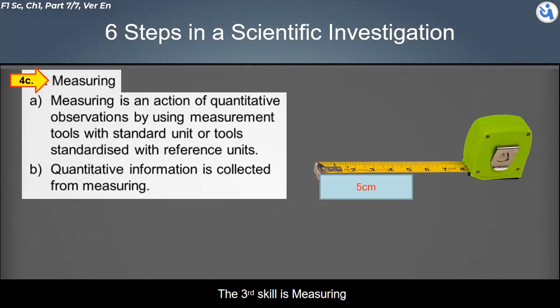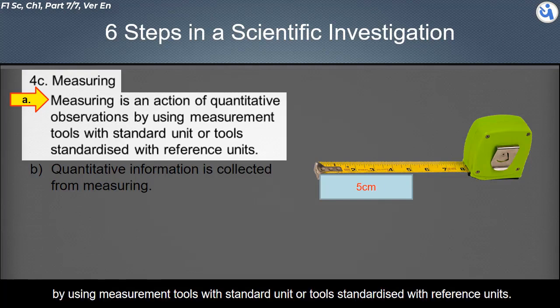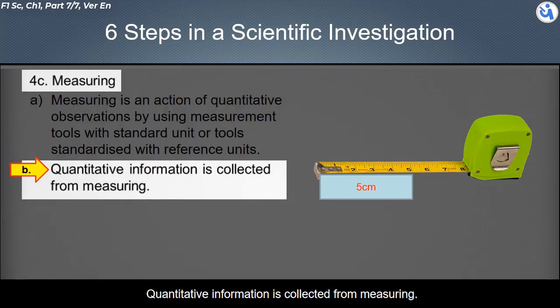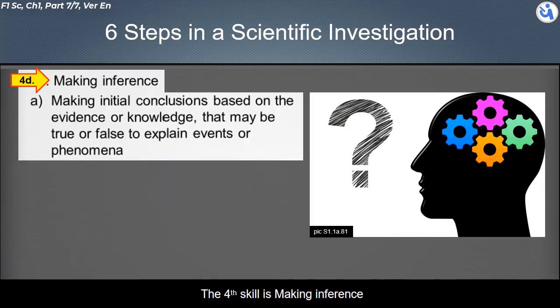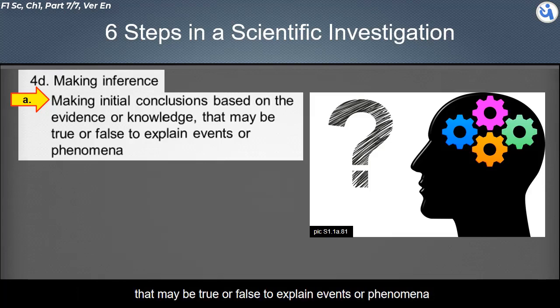The third skill is measuring. Measuring is an action of quantitative observations. By using measurement standard units, or tools standardized with reference units, quantitative information is collected from measuring. The fourth skill is making inference. This is a skill of making initial conclusions, based on the evidence or knowledge, that may be true or false, to explain events or phenomena.